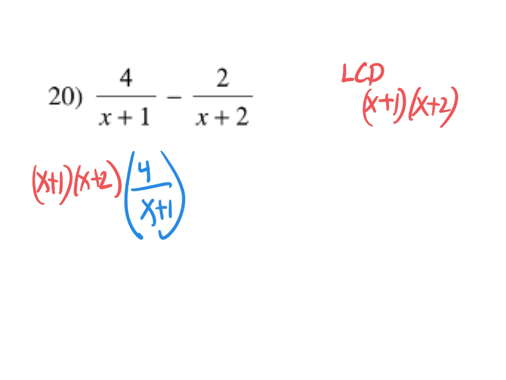And I can see that when I go to do that, the x plus 1 is going to cancel out with the x plus 1, and I'm actually going to be left with 4 times x plus 2, which will leave me with a 4x plus 8.